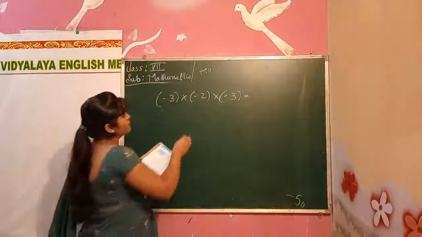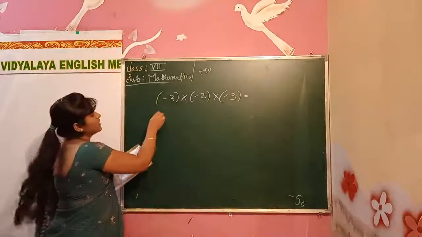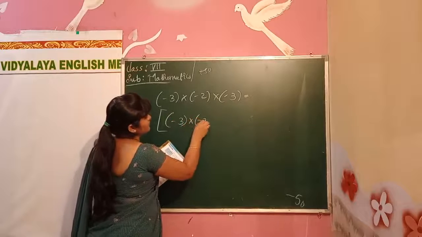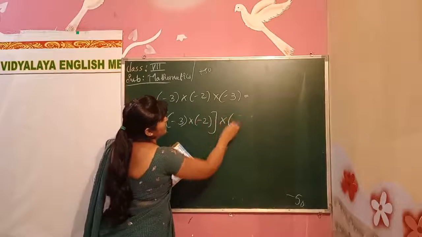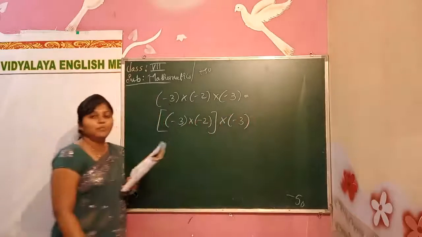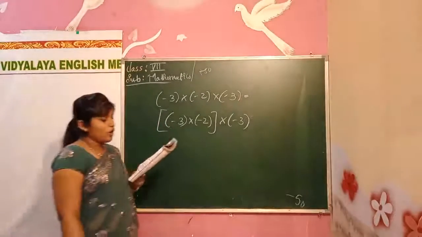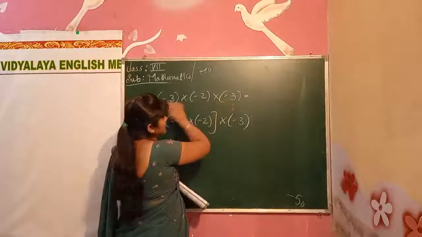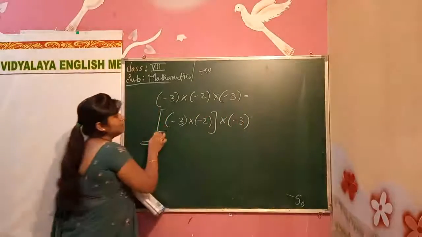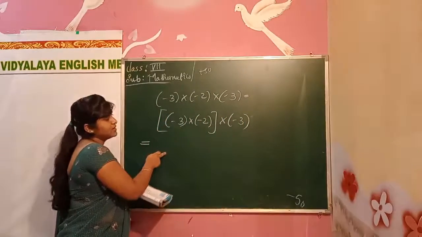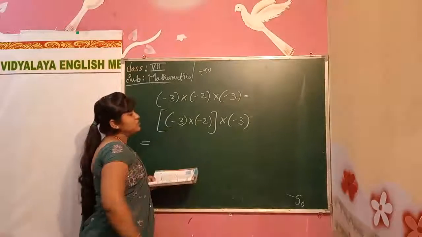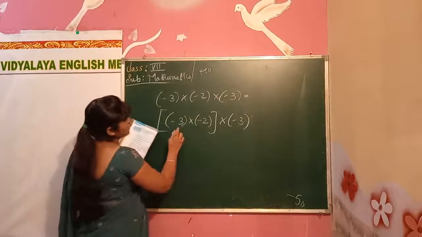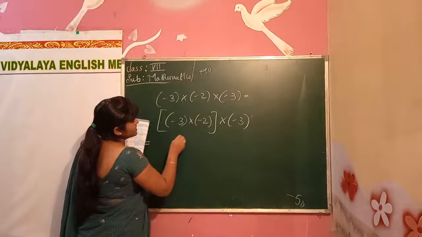What we have to do is make a grouping here. Take the first 2 numbers and multiply them. Make a group and multiply, or else you can continuously multiply like this also. First multiply these two. 3 into 2, how much? 3 2s are 6. Minus into minus will be plus 6.